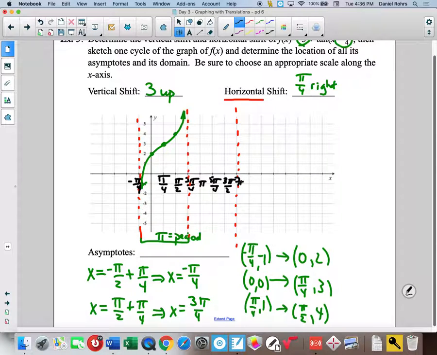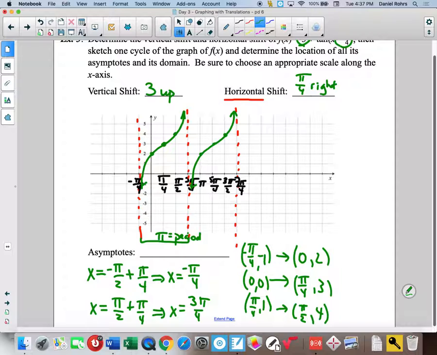7 pi over 4. And then I'm just going to translate these over another 1, 2, 3, 4 pi over 4s. 1, 2, 3, 4 pi over 4s. 1, 2, 3, 4 pi over 4s. And I get a second cycle relatively easy.